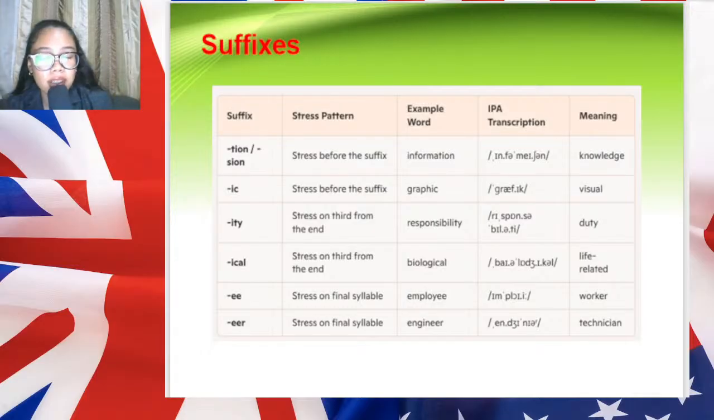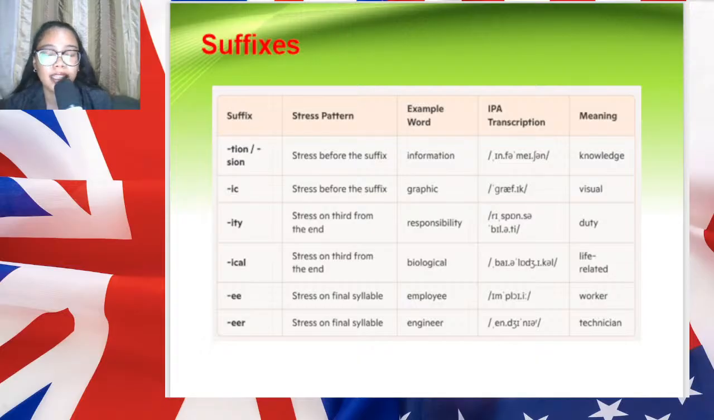So the great thing about ick is that it makes your speaking feel dynamic and sharp in a way, but the stress rule is still simple. Just look one syllable to the left, okay? Or one step back.